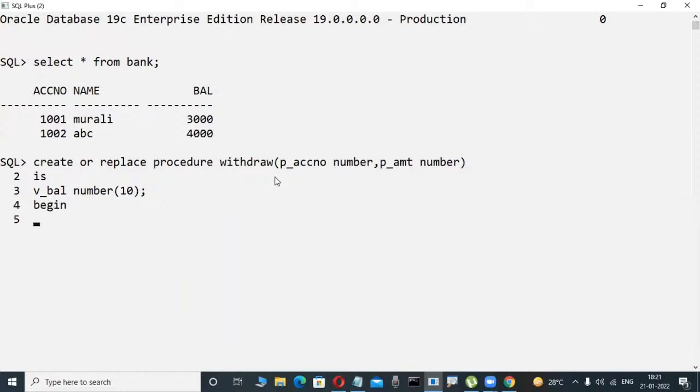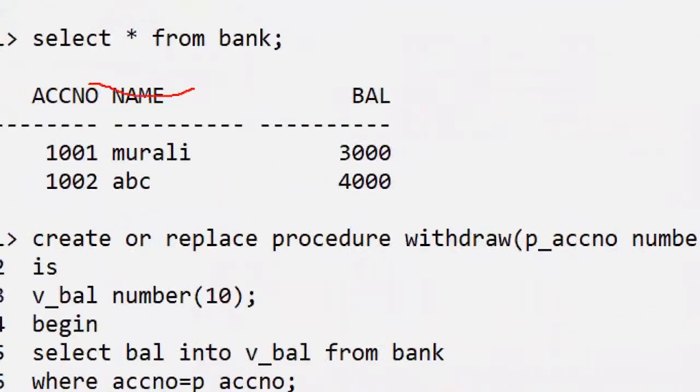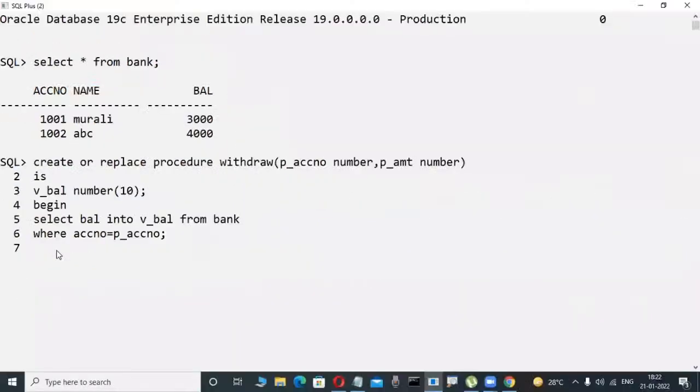Now check it out, concentrate here. Some coding is there: select balance into v_balance from bank where account number is equal to something. Okay, fine. These are very easy actually. Suppose bank is a table, and in this table format your transactions are stored. I'm using this table in this PLSQL code, checking the balance through the account number.